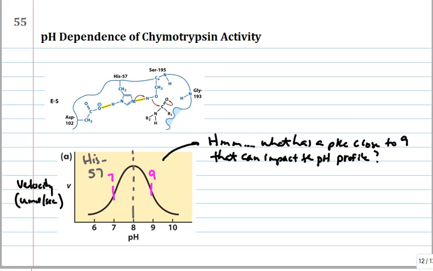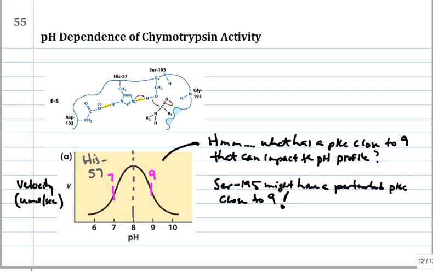Well, in the past, people have just said, I bet serine 195 has a perturbed pKa. So let's write that down. There, it's a bold statement. Serine 195 might have a perturbed pKa close to 9. Well, I guess that's possible, from 13 down to 9. It's not completely unreasonable.